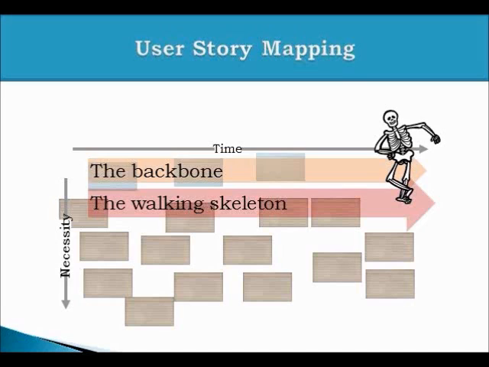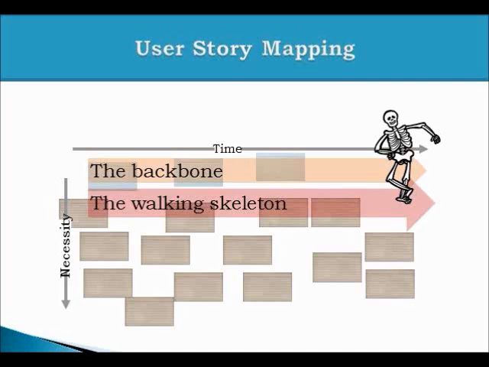For example, for a search, I may have 10 types of search. For example, I may have advanced search, I may have a keyword search, I may have a search based on job location, etc. So on the vertical axis, we arrange the stories in the order of priority. So the top priority stories come up, and on the horizontal axis, we arrange the features as per the business need, like the backbone feature.